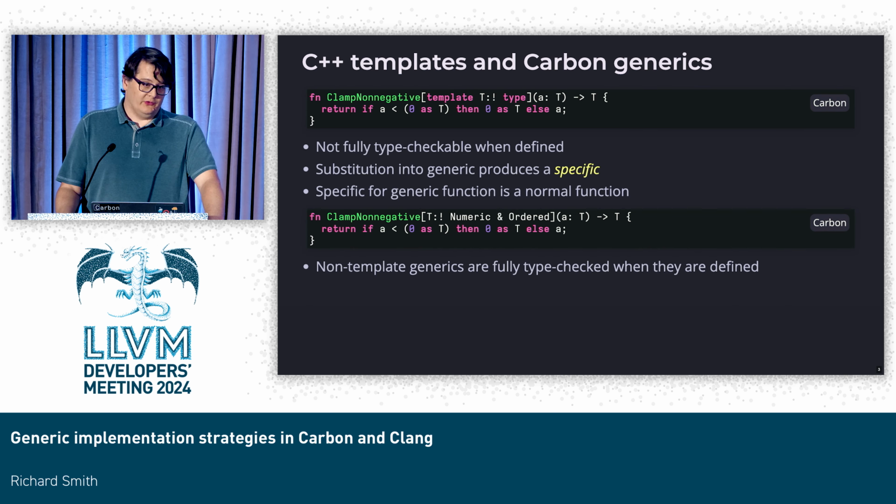Carbon goes beyond this and also has what we call checked generics, where they are type-checked in advance when they're defined. Checked generics require there to be constraints on the generic parameter. So in this case, the parameter t specifies that it must be numeric and ordered, and those are used for the checking. And you can also specify those for templates, but they are not mandatory in that case.